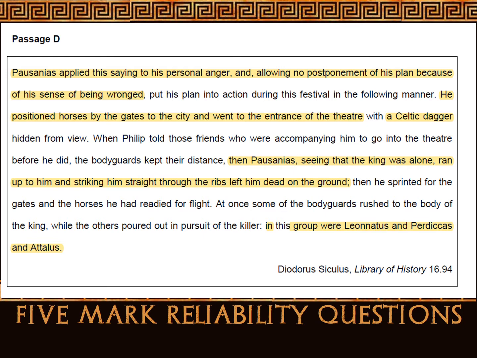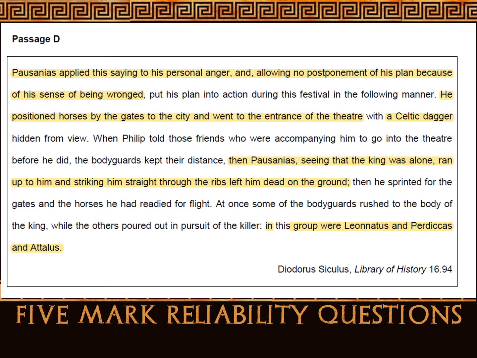I've also highlighted this idea of a Celtic dagger. It seems quite an unusual phrase to use. We could question what Diodorus means by this, or how has he come to this very specific detail. The next bit in the middle, we've got then Pausanias, seeing the king was alone, ran up to him and striking him straight through the ribs, left him dead on the ground. So we've got quite a relatively straightforward description of the event. So we could say, yeah, he's telling the story as it is.